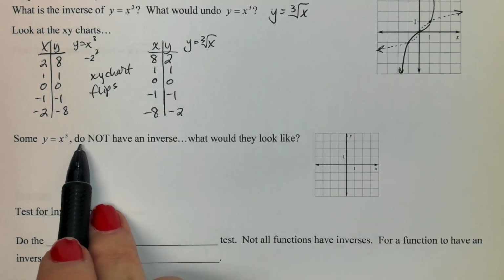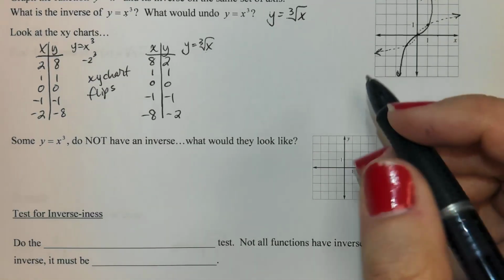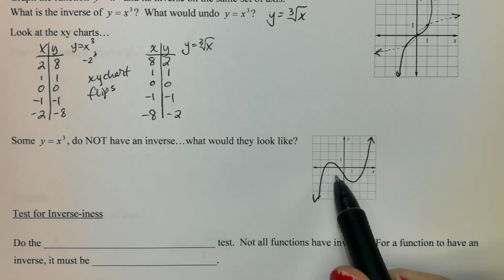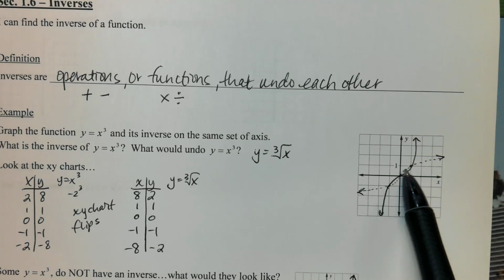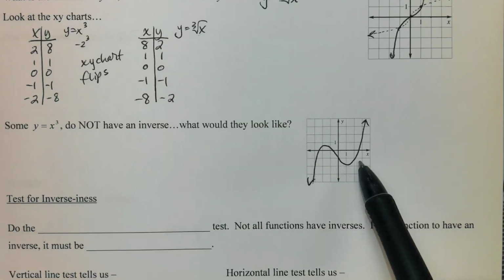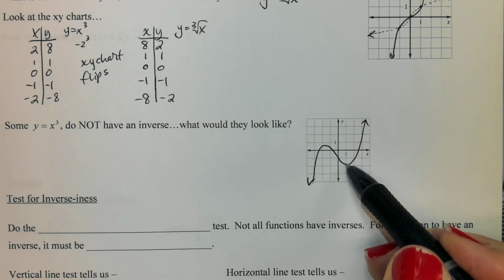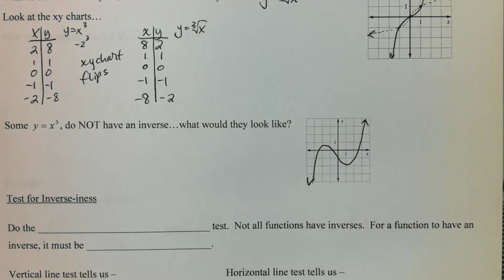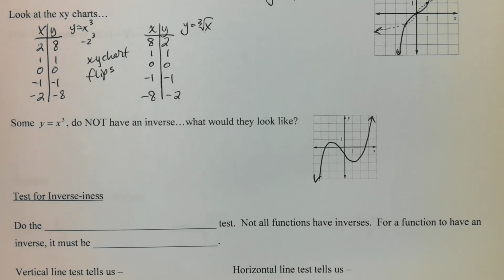So some y equals x cubed functions do not have an inverse. What would they look like? They look something like this, where they don't exactly match up. Like this guy had matching points, the 1, 1, it was symmetric, everything was looking good. This one not so much. We don't go through 0, 0. I have a low point here at +1, almost 2, but if I go to -1, I'm not seeing that same oppositeness. So this one actually does not have an inverse. There's not an opposite to that.